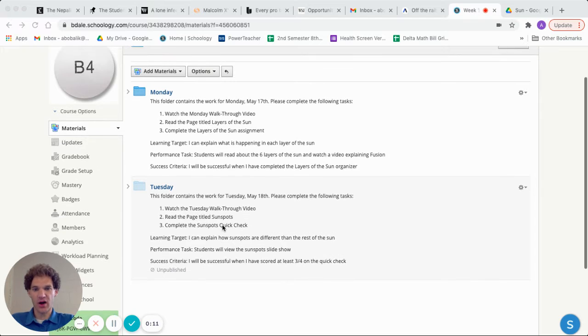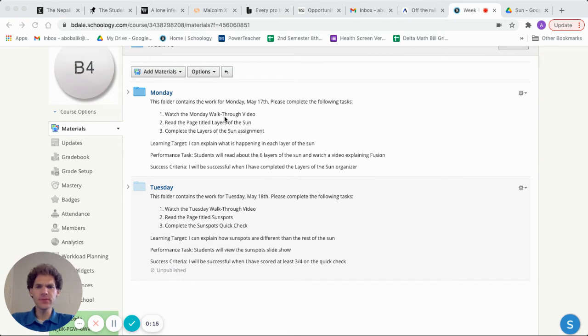We're going to continue talking about the sun. Yesterday, we got introduced to the layers of the sun, and we really focused on the core and how fusion is taking place in the core of the sun, and we need that fusion. It's basically the heat and energy source of the sun, and if it was not happening, it would not exist, and we would not exist. So it's pretty important.